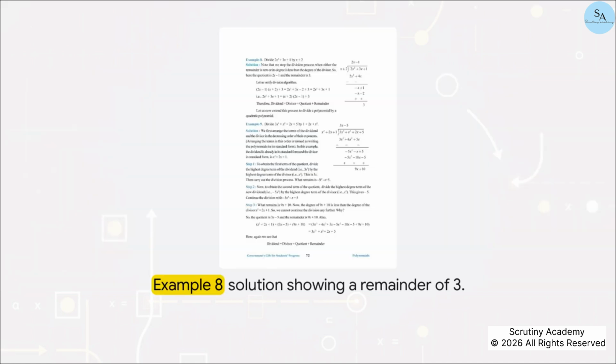We look at the highest term inside, which is 2x squared, and divide it by the highest term outside, which is x. That gives us 2x. Then we multiply 2x by our divisor, subtract, and bring down the next term. Notice how we elegantly stop dividing when the remainder's degree, in this case just the number 3 without any x attached, is smaller than the divisor's degree. So we're left with a quotient of 2x minus 1 and a remainder of 3.